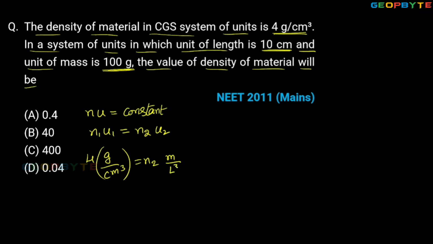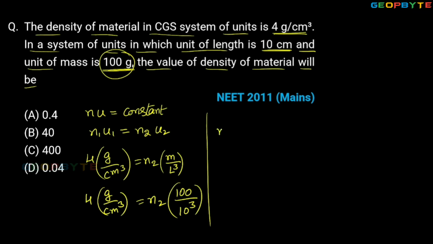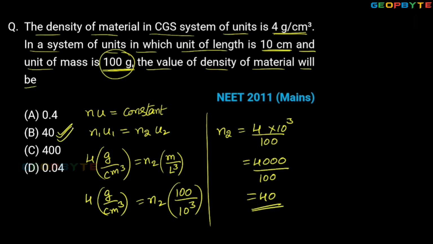that is equal to mass by L cube, right? Volume. Now, 4 grams per cm cube is equal to N2 into mass, which is given as 100 grams, divided by 10 power 3. From this I can write that N2 equals 4 into 10 power 3 divided by 100, which is 4000 divided by 100, equal to 40. That is the answer. Look at option B. Option B is absolutely correct.